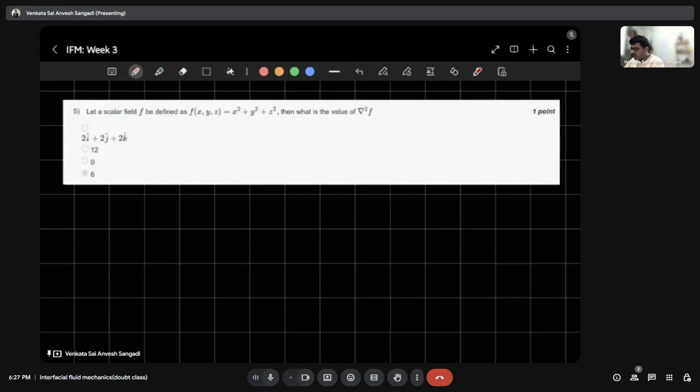So the question says, let a scalar field f be defined as f of x, y, z, where x, y, z are the independent variables, and the expression goes as x square plus y square plus z square. Then the question asks, what is grad Laplacian of f? So the del square is called the Laplacian, and the question is asking us to solve del square f.